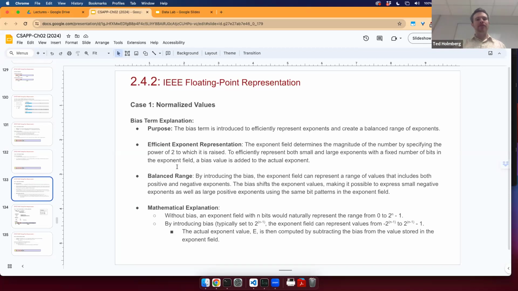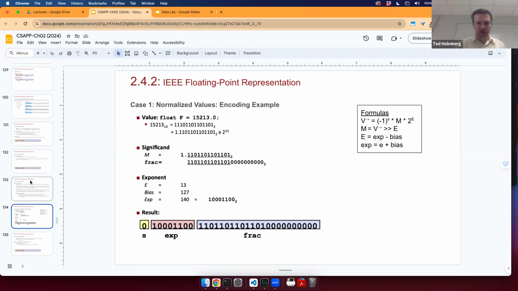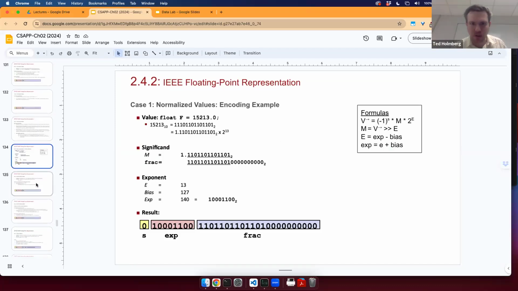So when we talk about having a balanced range by introducing the bias, the exponent field can represent a range of values that include both positive and negative. That's where we have the sign bit. But the bias also shifts the exponent value, making it possible to express small negative exponents as well as large positive exponents. So let's see, do I have a representation here? I kind of want to show that.